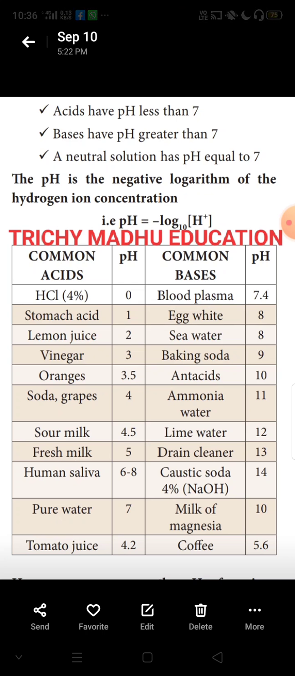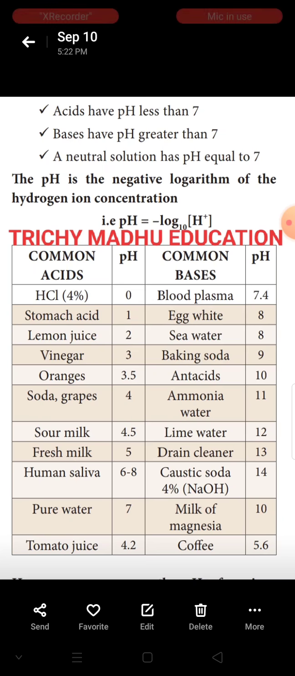That is HCl 0, stomach acid 1, lemon juice 2, vinegar 3, oranges 3.5, soda grapes 4, sour milk 4.5, fresh milk 5, human saliva 6 to 8, pure water 7, tomato juice 4.2.